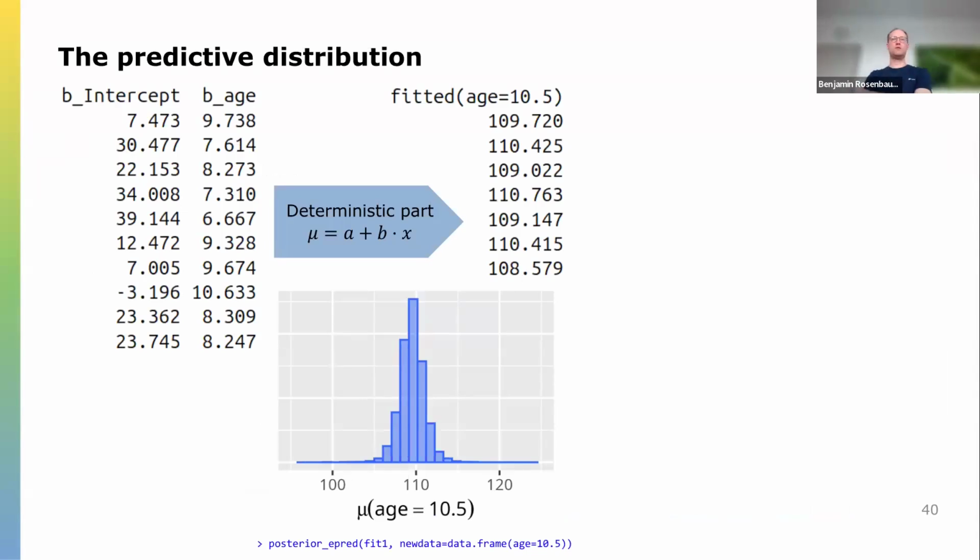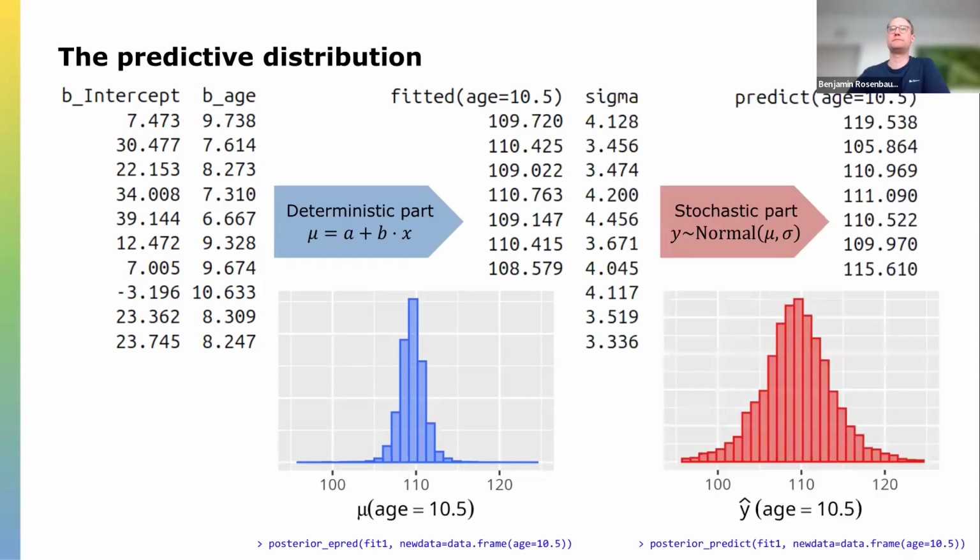Okay, so this was the fitted distribution, right? It describes the distribution of the mean fitted value, and it only uses the deterministic part of the model. In this case, just the regression line. However, the model contains another part, and this is the stochastic part. And we can also include the stochastic part here. And I'm adding this other parameter here, sigma, because sigma is only a parameter of the stochastic part of the model.